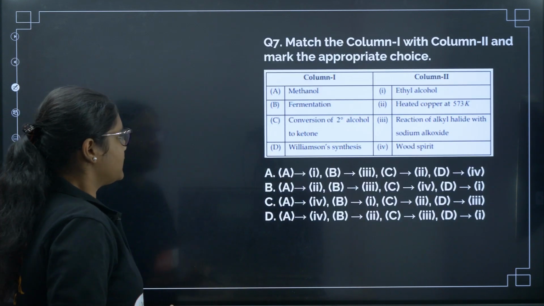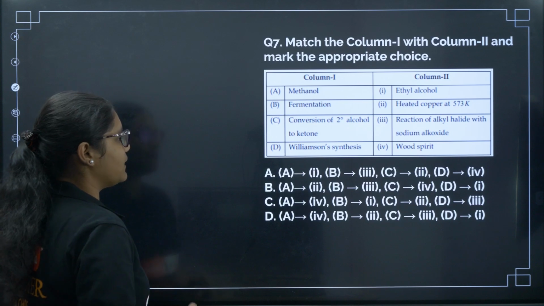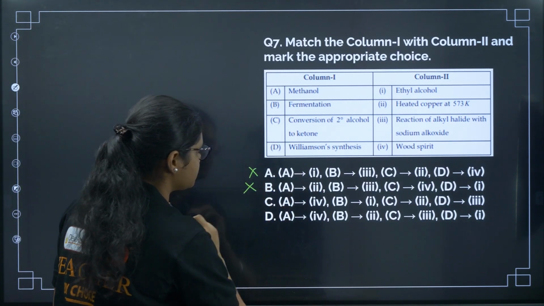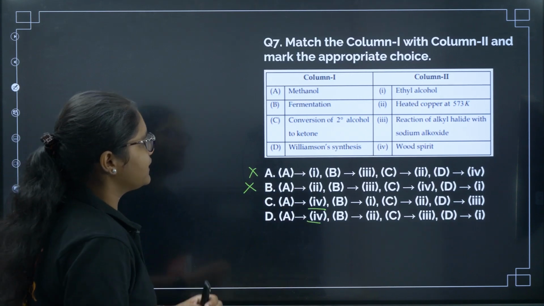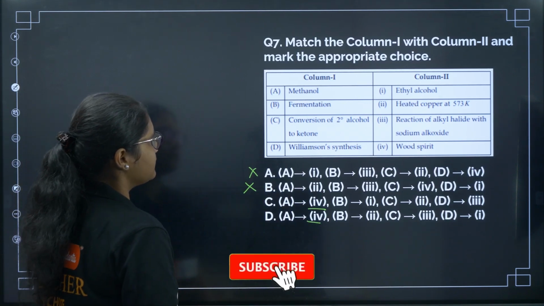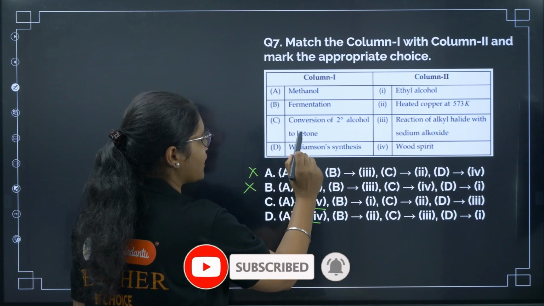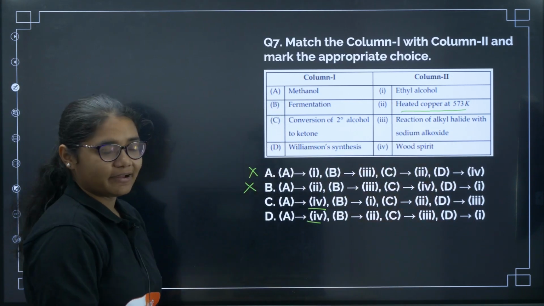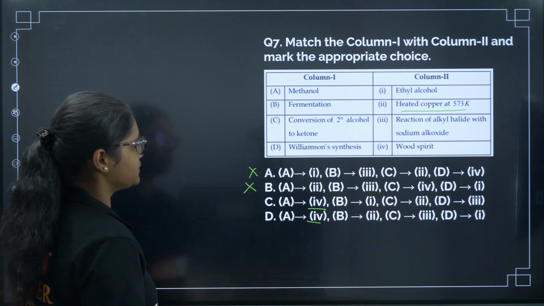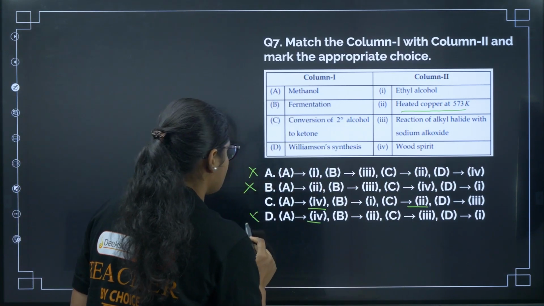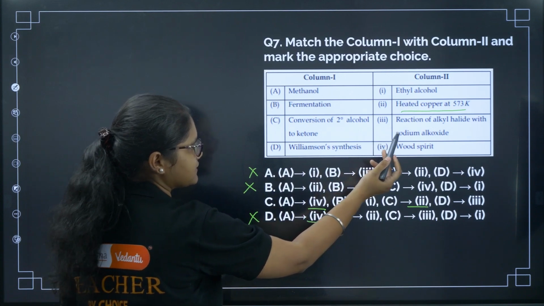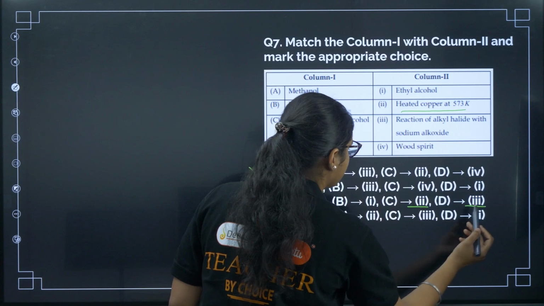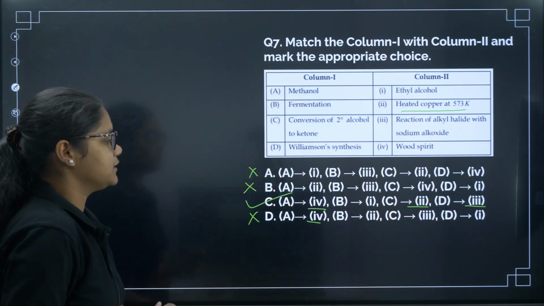Okay. Let us see the next question. So you have to match the following. Methanol is wood spirit, we know. So A is 4, so we can eliminate these two options. Now coming to B, fermentation. So fermentation is there, and then let us see the next one. Conversion of secondary alcohol to ketone. So that is when heated under copper at 573 Kelvin. So C is your option number 2. So we can eliminate this one, and D, Williamson ether synthesis is reaction of alkyl halides with sodium alkoxide. So D will be your option number 3. So the correct answer for this question is option number C.